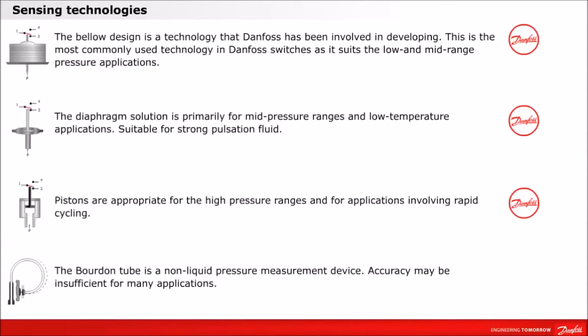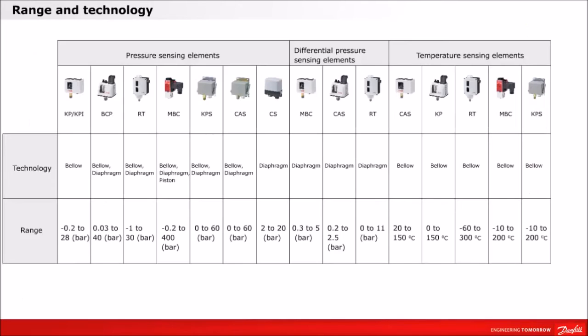Here are four of the most common technologies used in pressure and temperature switches. Danfoss uses three of these element types: bellows, diaphragm, and spring-loaded piston. These are indicated by the Danfoss logo. Most Danfoss controls use the bellows technology. Here is the range of Danfoss pressure switches, Danfoss differential pressure switches, and Danfoss temperature switches. Take a look at the table to see which sensing technologies and which accessible pressure and temperature range each type uses.